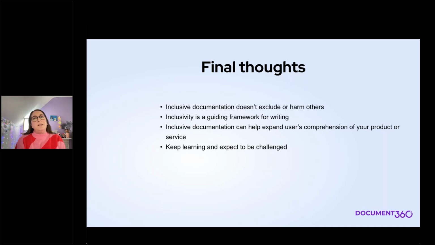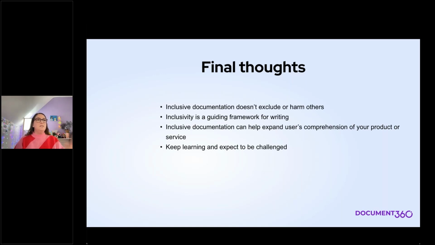And then lastly, keep learning and expect to be challenged. Language is always evolving to reflect society and social norms, and opinions may vary, and some people may feel more strongly about certain words and phrases than others. It's important to accept that you may not always agree on everything, but it's also important to remain curious when it comes to inclusivity.